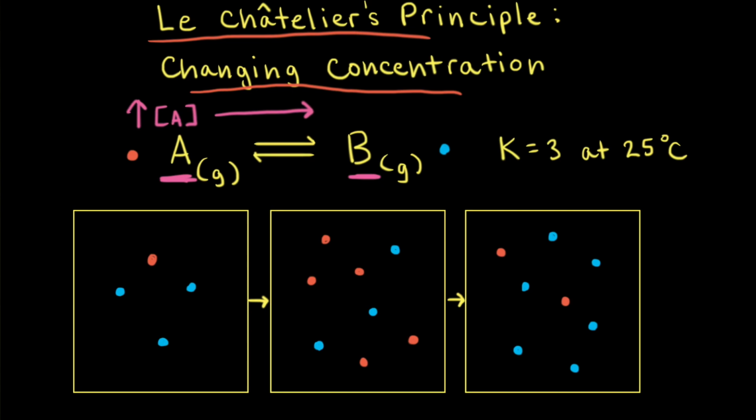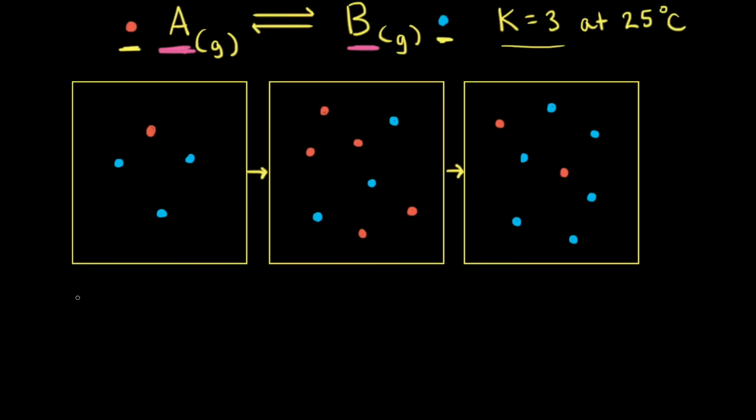Let's use some particulate diagrams so we can get into the details of how the reaction goes to the right. So we're going to symbolize gas A by red particles and gas B by blue particles. And for this hypothetical reaction, the equilibrium constant is equal to 3 at 25 degrees Celsius. Let's start by writing the reaction quotient, QC, is equal to, and we get that from our balanced equation. That would be the concentration of B to the first power divided by the concentration of A, also to the first power.